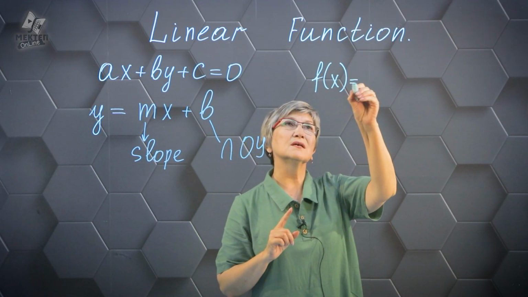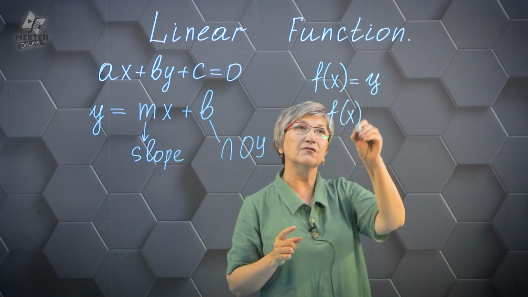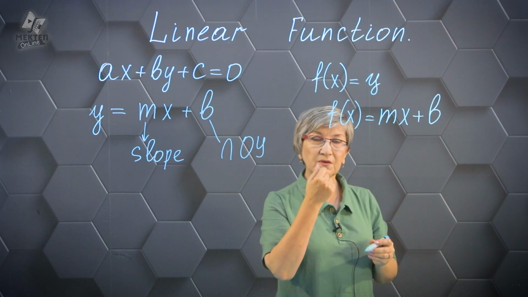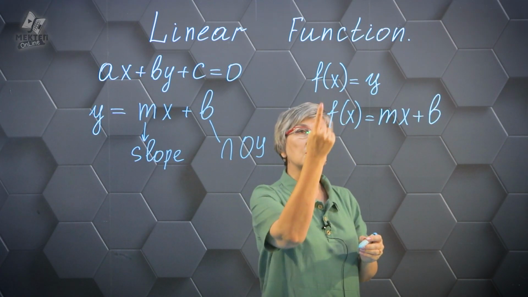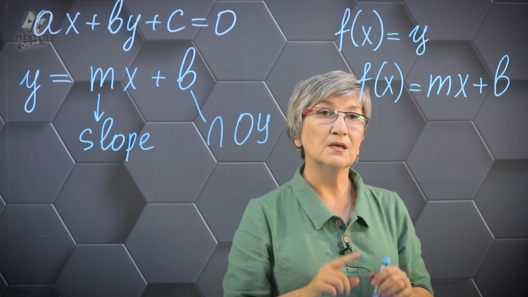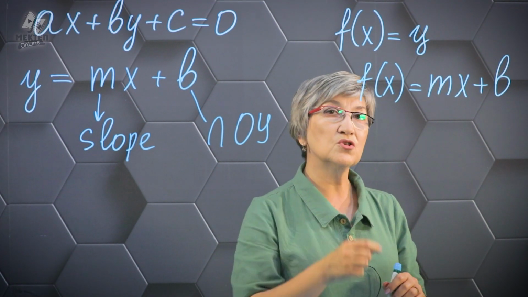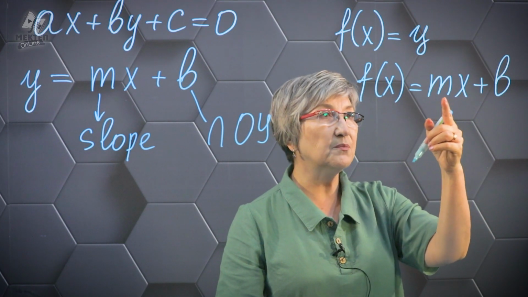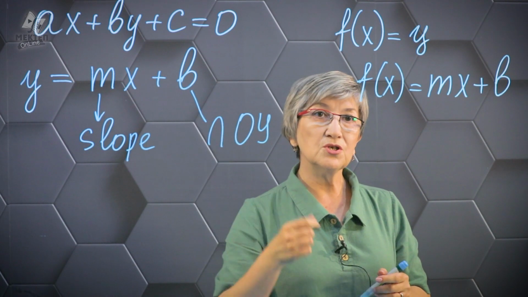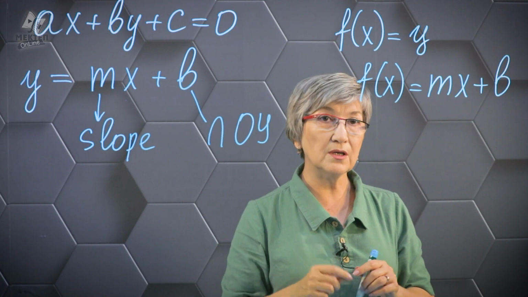in the form f of x is equal to y. Then our equation can be expressed as f of x equals mx plus b. In this case, we see the dependence of our function on the variable x. But we will learn to write the equation of a linear function graph. For this, we need to know how to obtain the coefficient for the variable x and how to find the number b. In this case, this number shows where the linear graph crosses the y-axis.